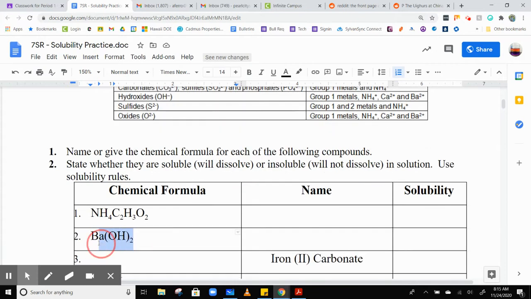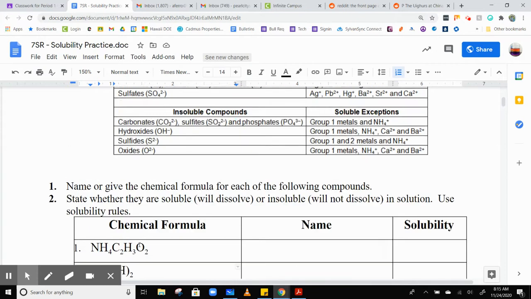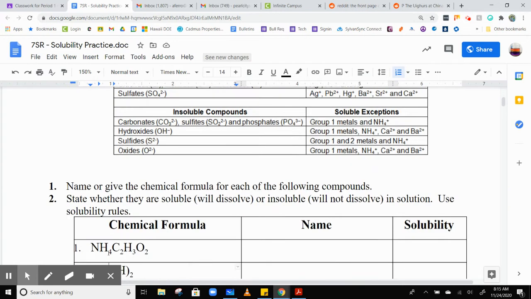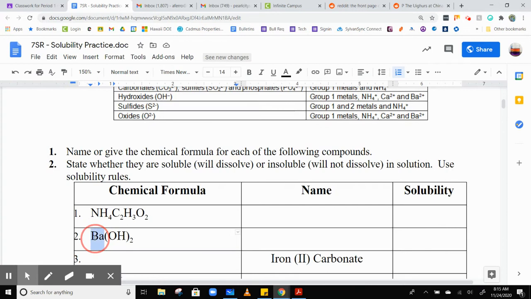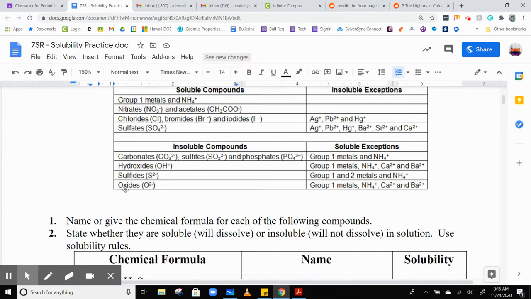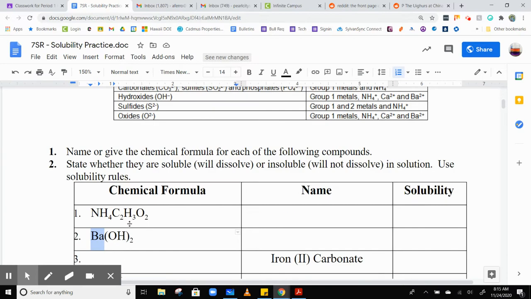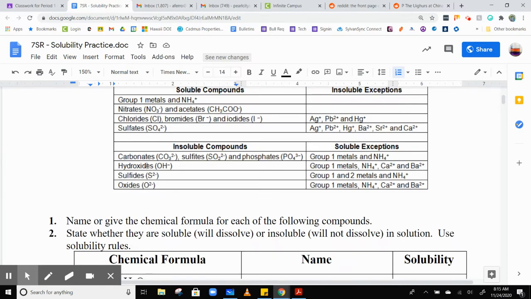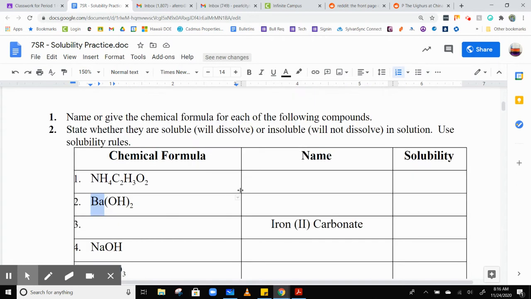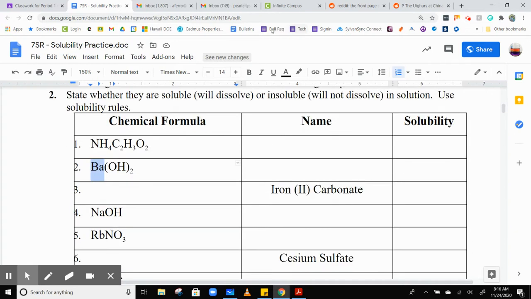Really, actually looking at the anion helps too. But the cation, anion. The cation is barium. It is a group 2 metal. There's nothing about group 2 metals in the first part here. And then we look at the OH. OH is here, hydroxide, OH minus. Okay, and then we look at group 1, NH4, Ca2 plus B8. So it is soluble. Okay, so that's how you're going to attack this entire chart.